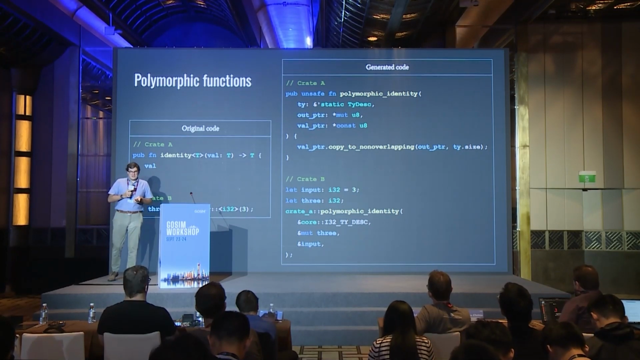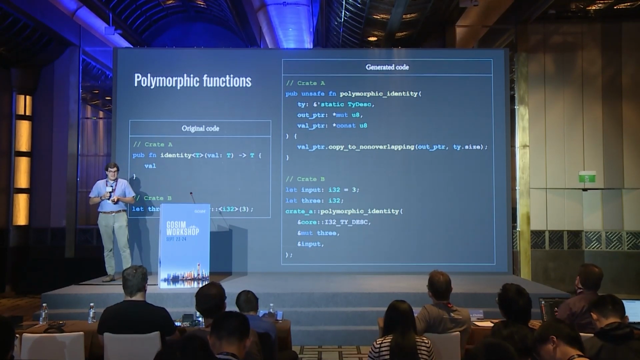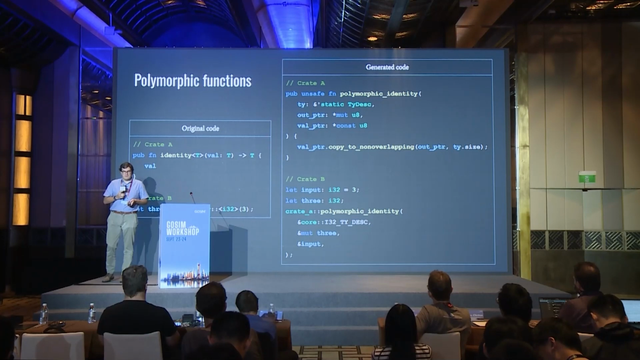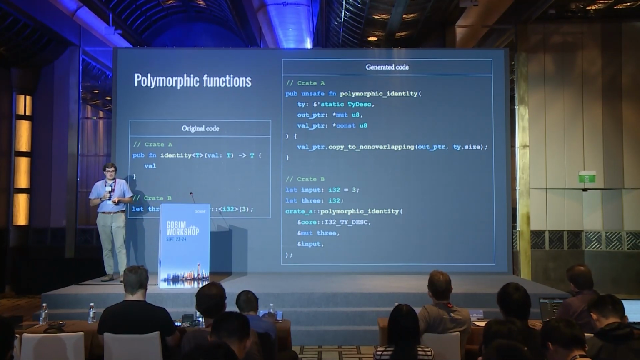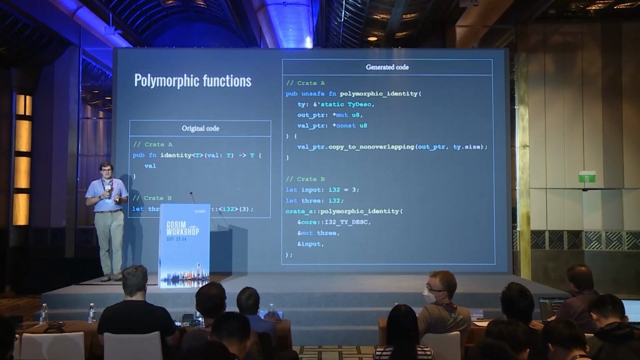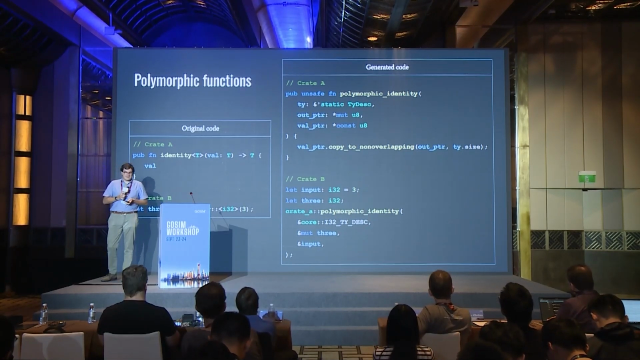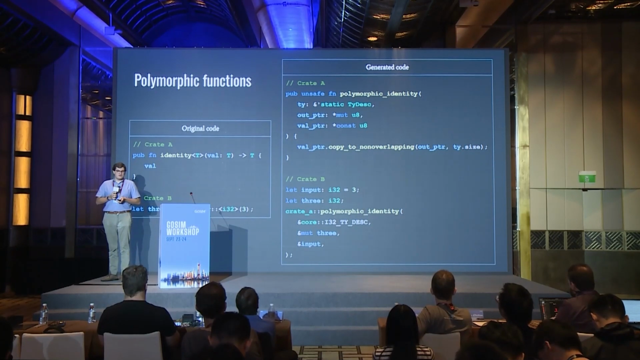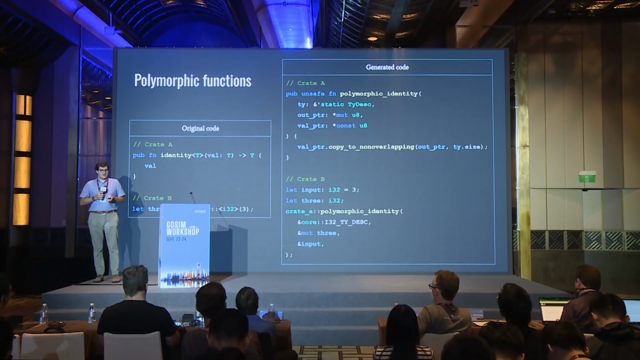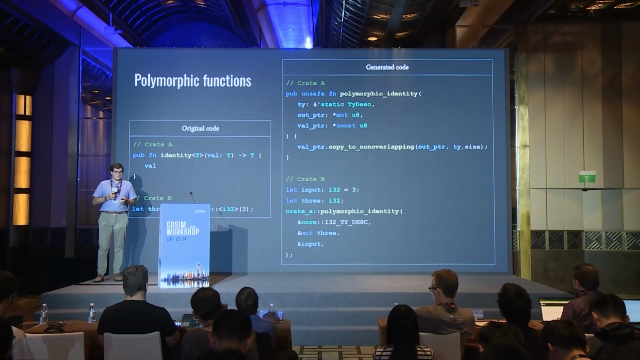So the implementation is just a copy from one pointer to another using the size from the type descriptor. And in crate B, we call the identity function with the i32 type. We simply pass the type descriptor for i32, which is exported from the core crate, and then pointers to the input and output variables on the stack. Okay, that's how you use the type.